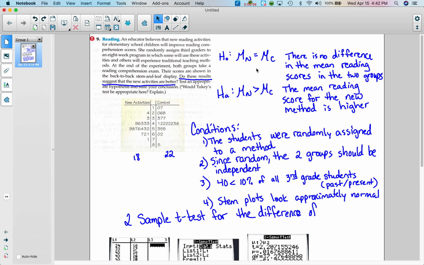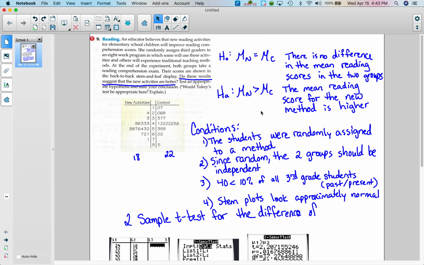So I started off with my null hypothesis, and notice that I use mu, not p, so make sure on all your work you're using mu because we're talking about means. And I didn't call it mu1 and mu2, I called it mu n for the new method and mu c for the control group because that's what they referred to it as here. So my null hypothesis says there is no difference in the mean reading scores in the two groups, and my alternative, mu sub n is greater than mu sub c. The mean reading score for the new method is higher.